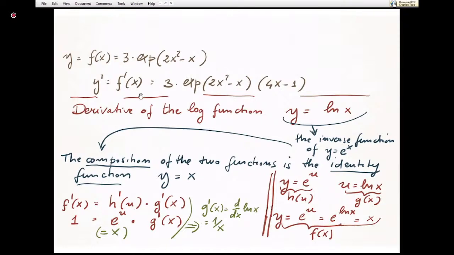So what about an exponential function in which we have not the exponential of x, but the exponential of a function of x? Just regard it as a composite function. For instance, 3 times exponential of 2x squared minus x. Its derivative is again 3 times the exponential of 2x squared minus x times the derivative of the exponent with respect to x, which is 4x minus 1, okay?